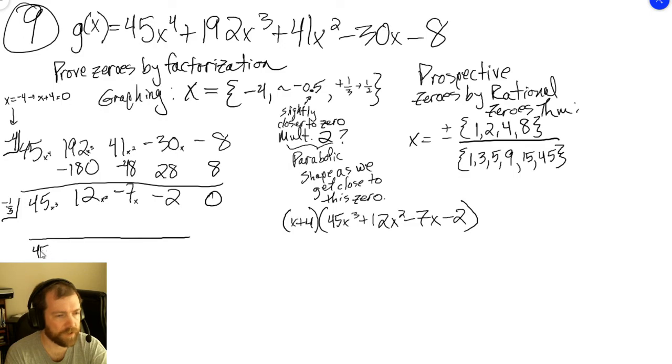Yeah, this is going to be 45. Times negative 1/3 is going to be a negative 15. Add is negative 3. Multiply is going to be a 1. Add is a negative 6. Multiply is a 2. And add is a 0. So this one's going to work for us.